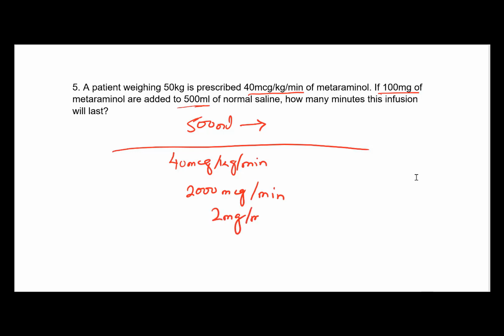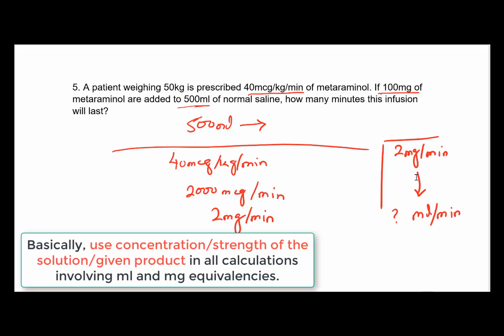So now I have got the infusion rate, but the infusion rate is in milligrams per minute. So let's convert this 2 milligrams per minute into mils per minute. How can I do that? I need to find out how many milliliters will contain 2 milligrams. How can I find that out? Using this information: 100 milligrams is present in 500 mils.